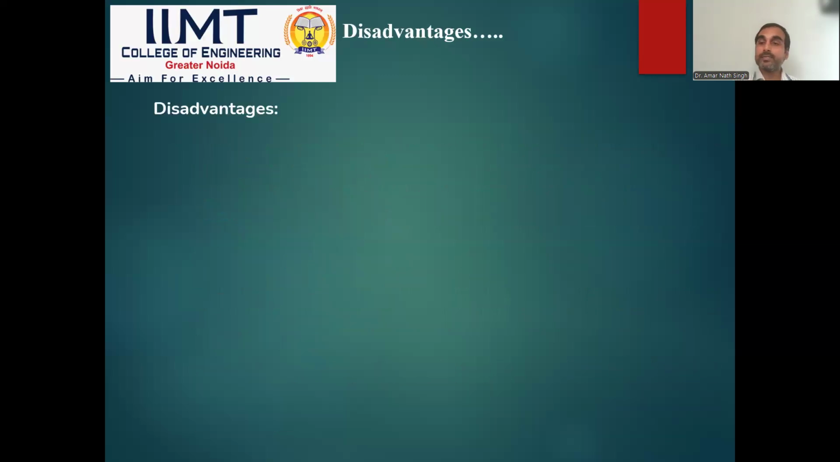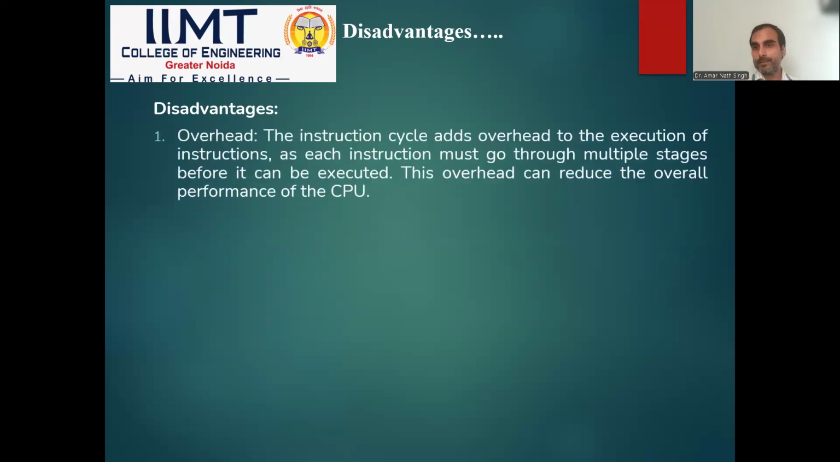Of course, there are some disadvantages also, because along with some advantages, there are some disadvantages as well, students. The first and biggest disadvantage is overhead. Sometimes when you have a complex instruction to execute, naturally the instruction has to go through multiple stages, and because of this the CPU is going to get overloaded, right? That is the biggest disadvantage. And if the CPU gets overloaded, then definitely the performance of the CPU will lag and decrease.